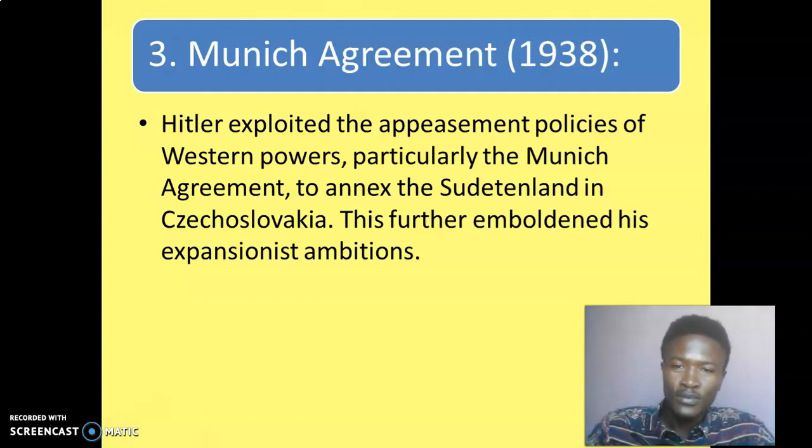You follow? So the appeasement policy, just like we said in the other video, we will do on its own, and we will also do the Munich Agreement on its own. So this will help you to understand what we are really talking about.